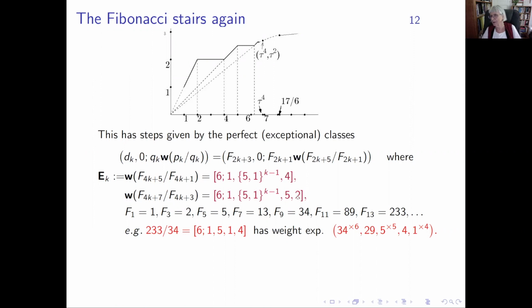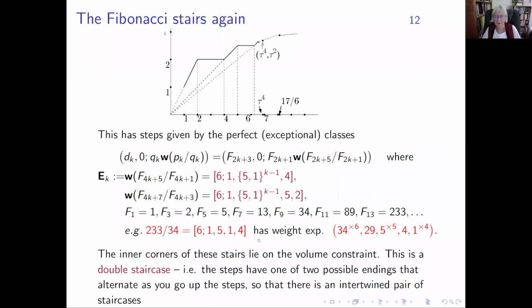You have, if you like, 2 staircases which are intertwining. You can think of the whole thing as a staircase, but we think of it as a double staircase because it's got 2 strands which intertwine. And I just gave you some examples, like 233 over 34, you can just work it out. I'm just saying that this is a nice staircase because these inner corners lie on the volume constraint. It's very uncluttered. You have these beautiful obstructions. You couldn't really have a nicer staircase.